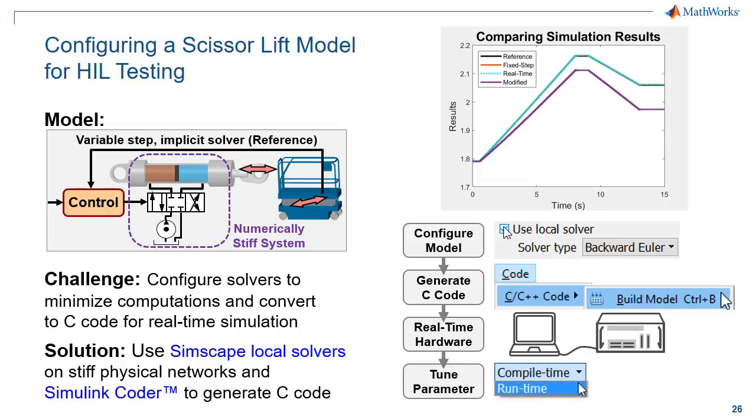We'll vary a parameter in the system, rerun it on the real-time target, and see that the parameter value had an effect on the results of the simulation. I'll now switch over to the model so you can see how this is done.